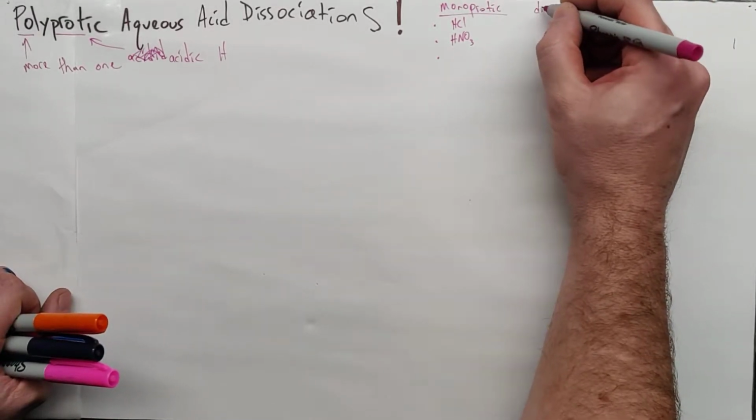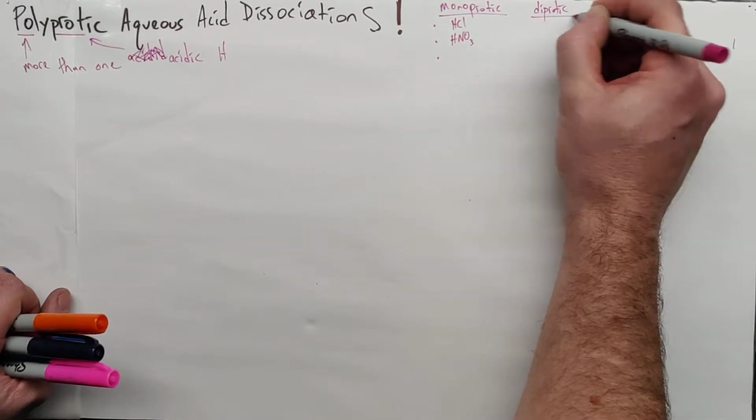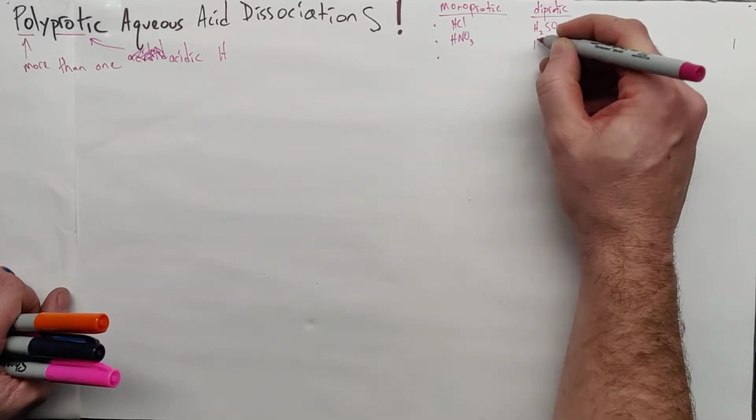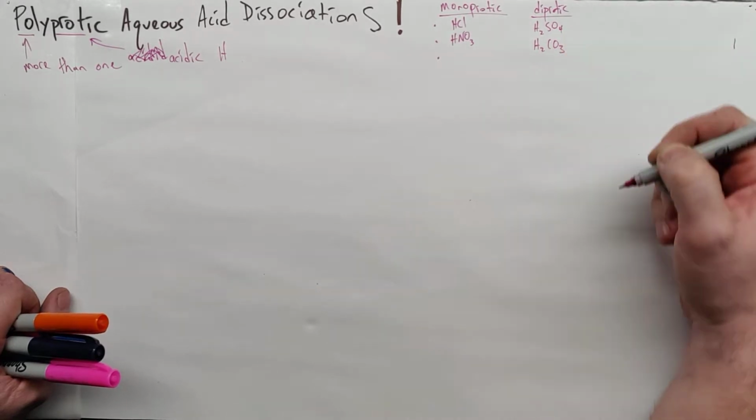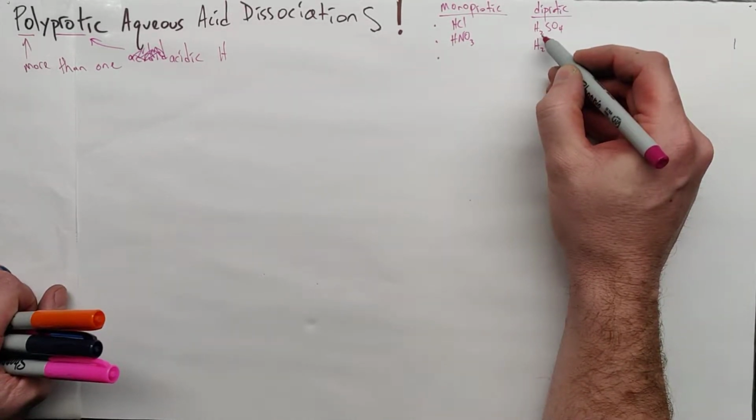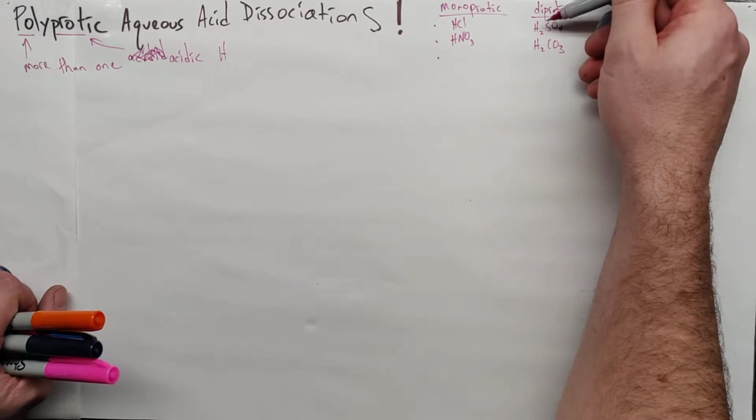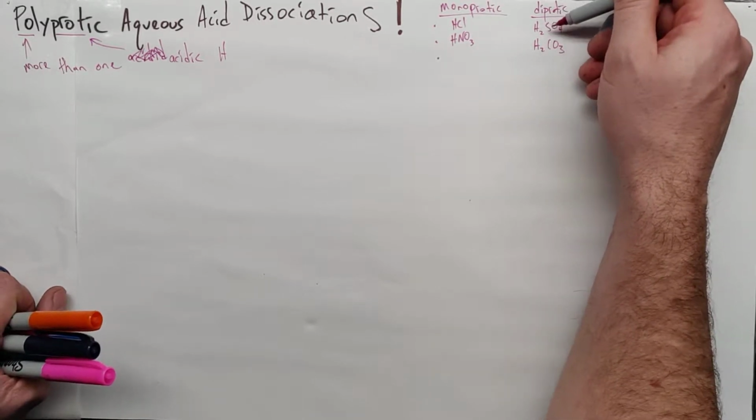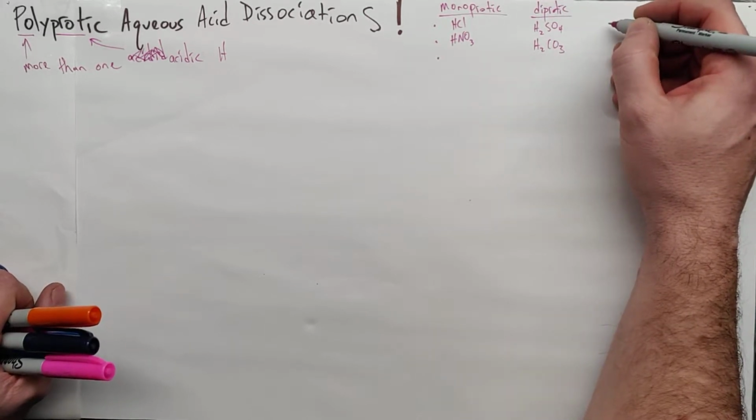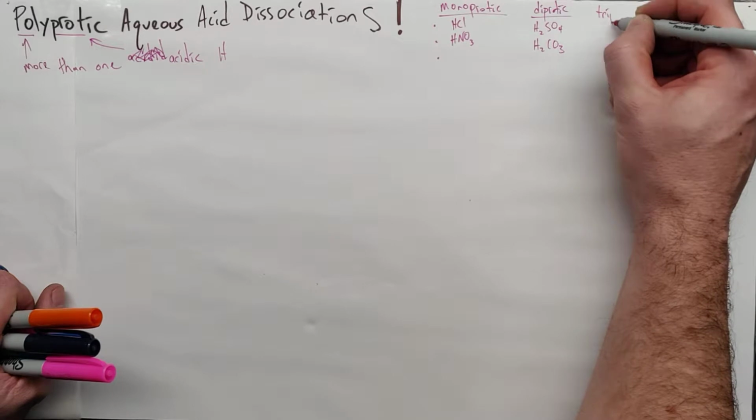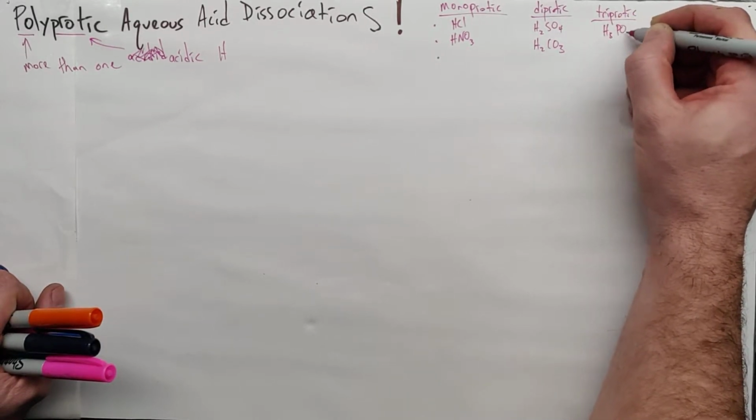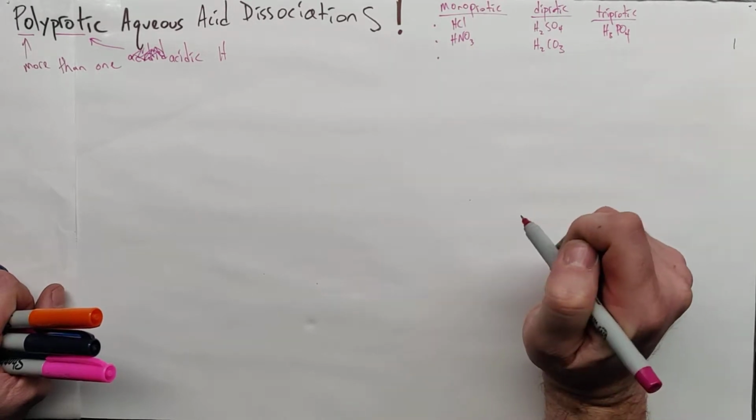Then you might have something that's diprotic. Something like H2SO4 or H2CO3, sulfuric or carbonic acid. Diprotic because they have two hydrogens that can be removed. And as a result, you end up with an amphoteric species as soon as you remove one of those protons. Then maybe you have something that's triprotic, like phosphoric acid, H3PO4. And there are three hydrogens that are acidic.